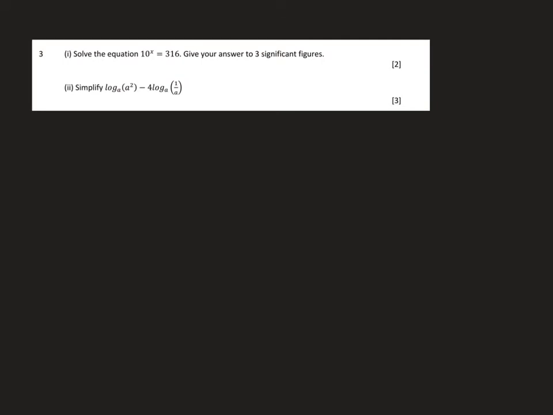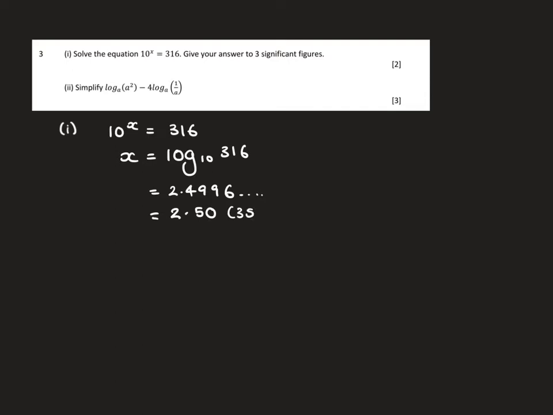Question 3, part 1. Now there are lots of different ways in which you can do this question. 10 to the power x equals 316. A lot of people will do x is equal to log to the base 10 of 316. That's the simplest way of doing this question, and then you can just use the log button on your calculator to work this out, and you get 2.4996, etc. The answer is required to 3 significant figures, so that's 2.50 to 3SF.